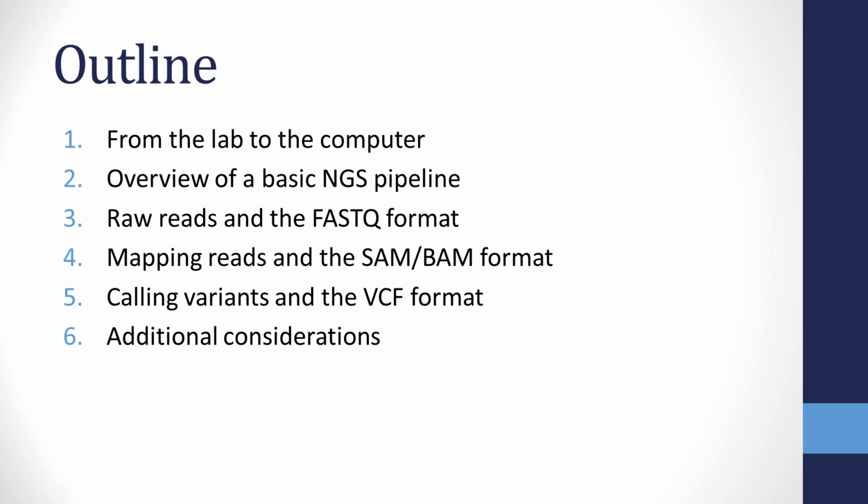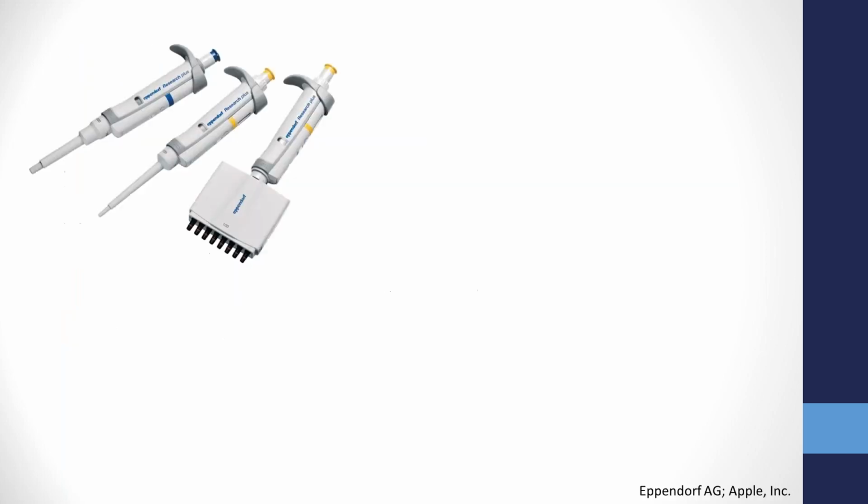Then I'm going to transition into developing an overview of a pretty basic NGS pipeline for variant calling. And then as part of that pipeline, I'm going to describe the general steps and data structures that we're working with, starting with raw reads and then mapping those reads and then actually calling variants and then describing how that data might actually be distributed to end users. And then if we have time at the end, I'm going to wrap up with a couple additional considerations before handing it off.